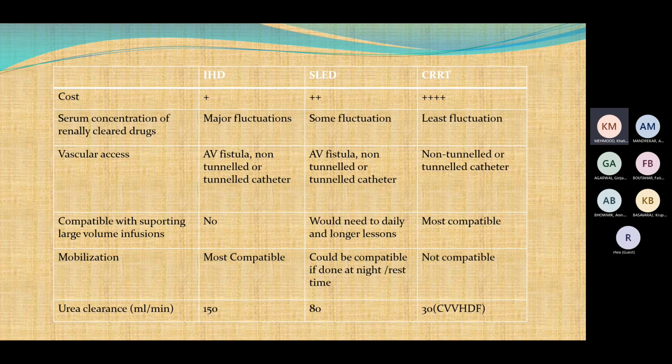The urea clearance is a bit high with intermittent dialysis, which is 150 mL per minute, and with CRRT it is 30 mL per minute. So this is what I have noticed: even if the patient remains on the filter for 12 or 14 hours, you can see the urea comes down very slowly. And that is clearly explained from this chart.